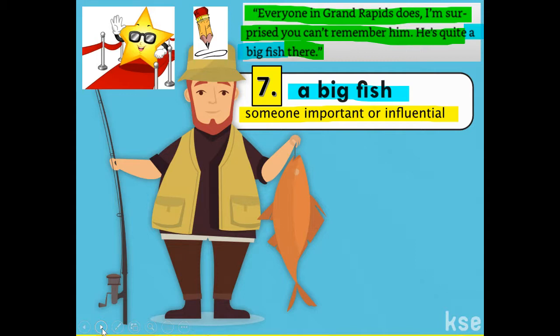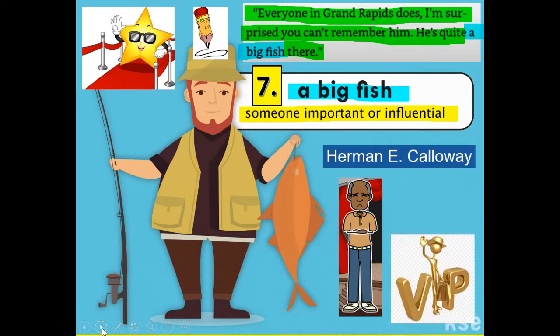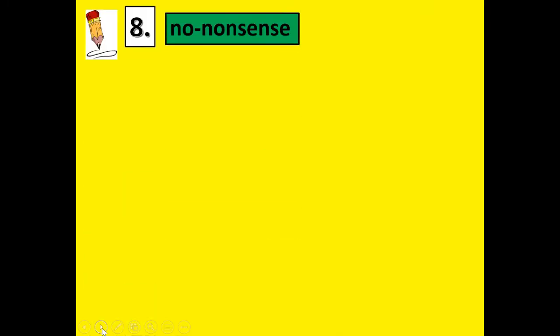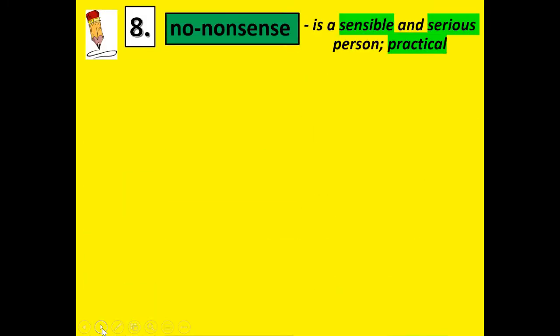So someone is saying that Harmony Calloway is quite a big fish in Grand Rapids. That means he's someone important. Harmony Calloway is a very important person, or VIP. All right, number 8, no nonsense. No nonsense is a sensible and serious person, practical. This describes Harmony Calloway. So you could write Herman E. Calloway or HEC, short for Herman E. Calloway. He's no nonsense.